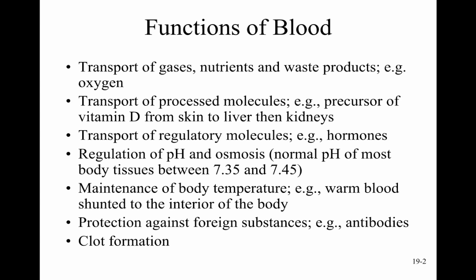Protection against foreign substances. Antibodies are in your blood. They're proteins that recognize markers on foreign substances. And so if bacteria or virus or anything comes into your body, they recognize it and mark it for your white blood cells, which are your immune system in your blood, and they will come and attack and try to fight off that infection. And then also there are proteins in your blood that help with the formation of clots, which we know is very important if there's a cut or any damage to any tissues.